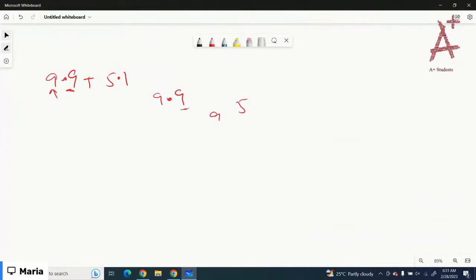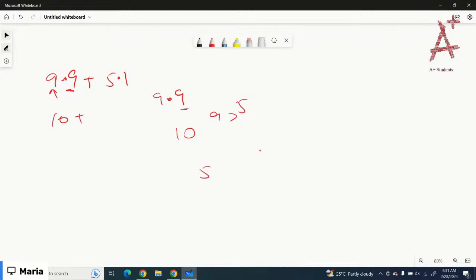9 is less than 5 or greater than 5? 9 is greater than 5. Got it? That means you have to round up. Round up means you have to add 1 to the whole number. So it would be rounded to 10. Got it? So here you have 10.